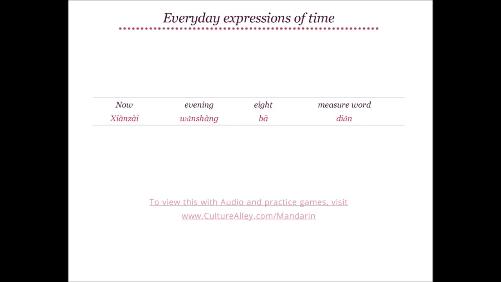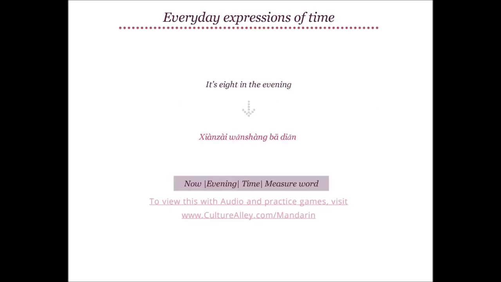Upon translating it's 8 in the evening, now becomes 现在, while evening is translated as 晚上. 8 becomes 八. And lastly, the measure word becomes 点. Therefore, the translation of it's 8 in the evening is 现在晚上八点. Good! We're through with today's lesson.